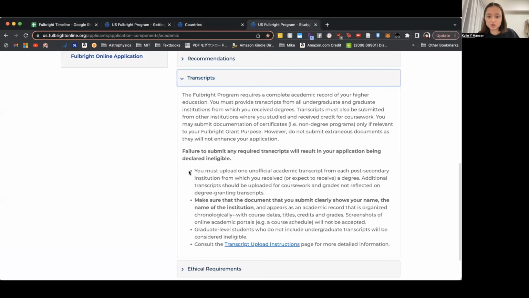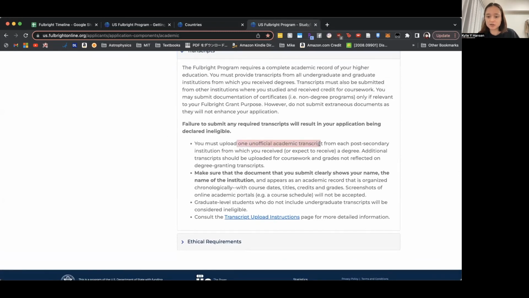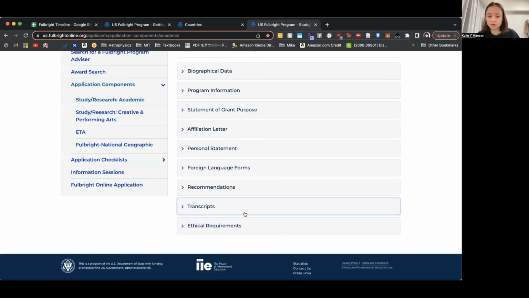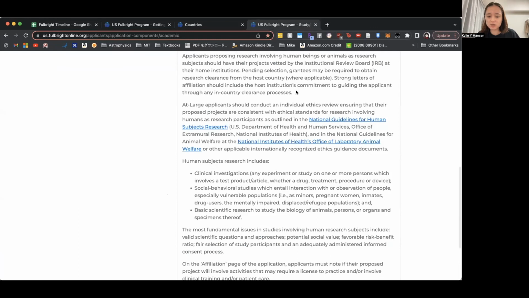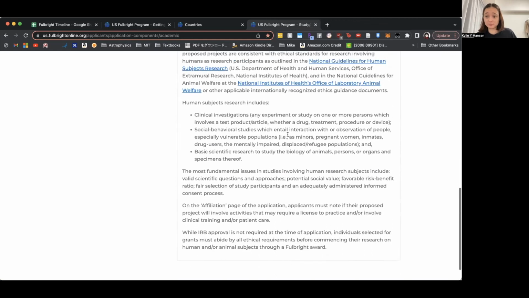And then of course you need a transcript. So first you can upload an unofficial academic transcript. There are some requirements here about that. Pretty straightforward. And then this last one is only really required if you're working with human beings or animals. Since I didn't deal with this, but if you are, I would read through this. Okay.